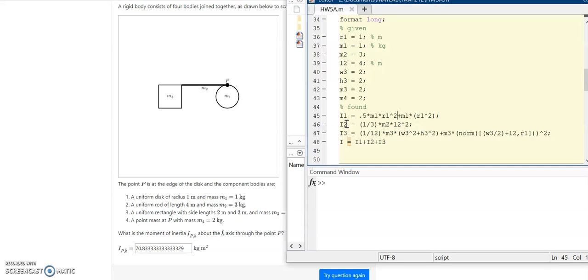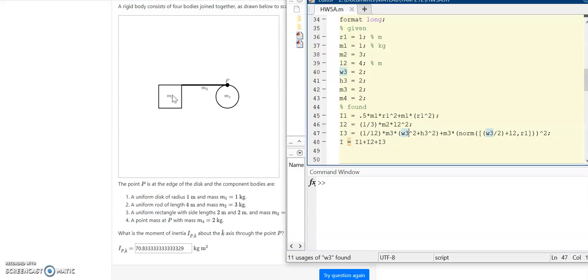Next up we have the rod, and for the rod we actually have a specific equation that gives us the moment of inertia about a point at its end. So we don't need to use the parallel axis theorem. We can just directly apply this equation, and that'll be about point P. That equation is 1/3 times its mass times its length squared.